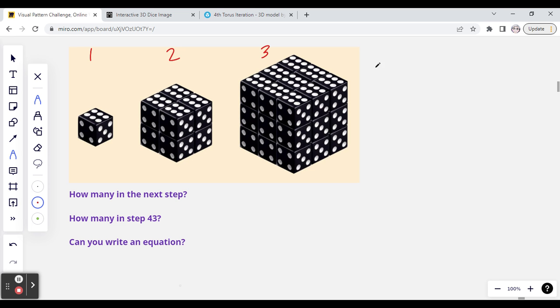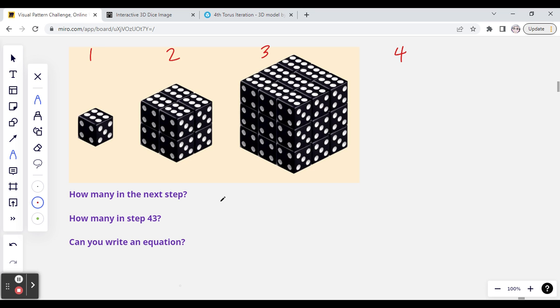So your challenge would be to do that for step 4, and if you can do that, to try to do it for step 43, and to see if you can come up with an equation that could be used to predict the sum of all the exposed numbers of any step at all. So that's the challenge. If you'd like to accept it, pause the video, see what you can do.